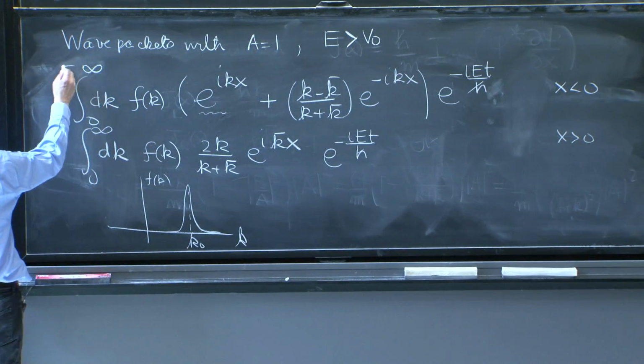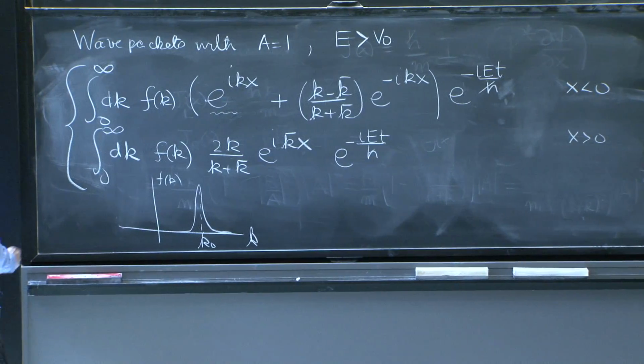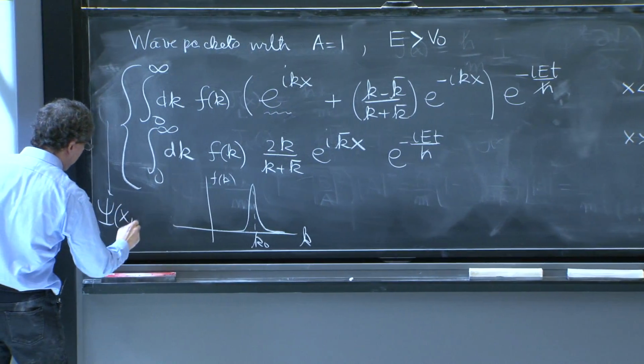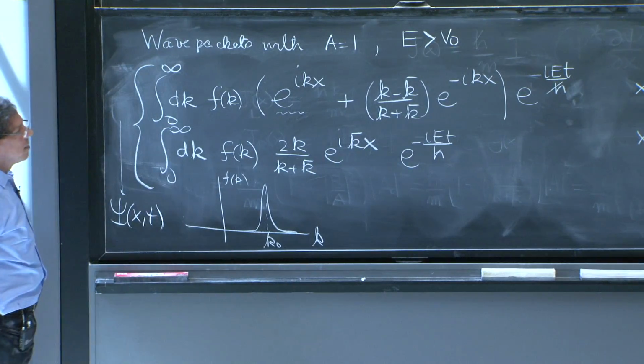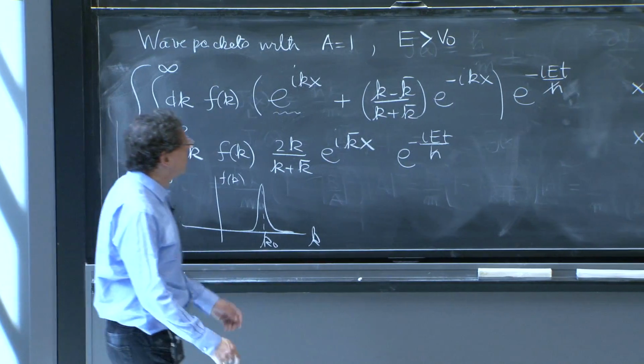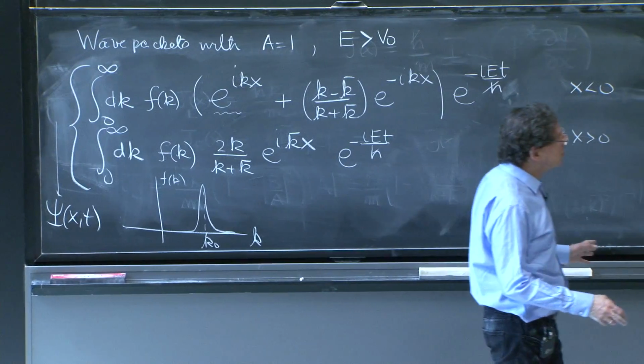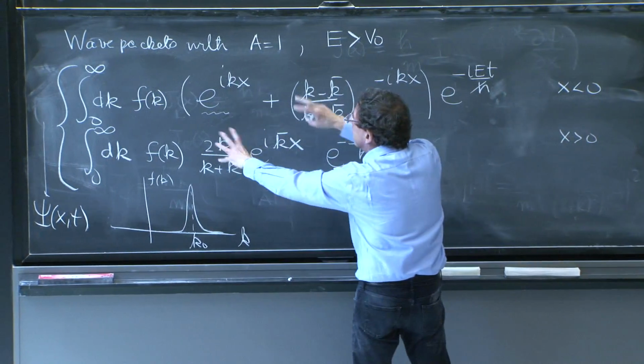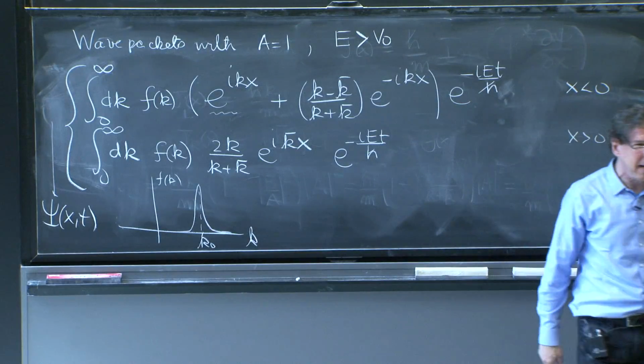And this whole thing is psi of x and t, the full solution of a wave packet. So now you see how the A, B, and C coefficients enter into the construction of a wave packet.